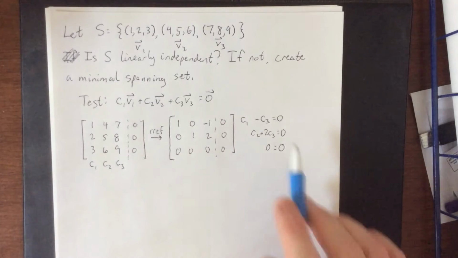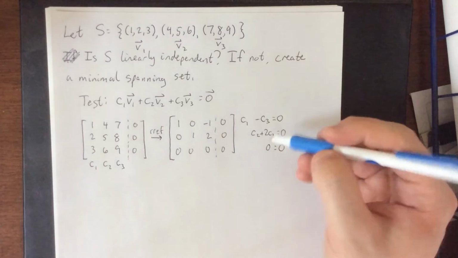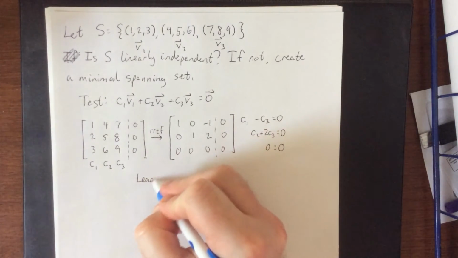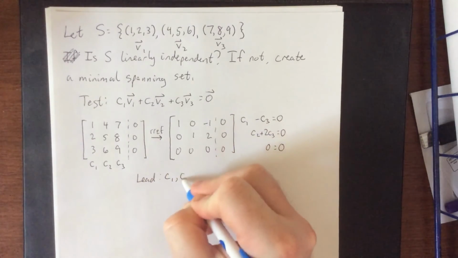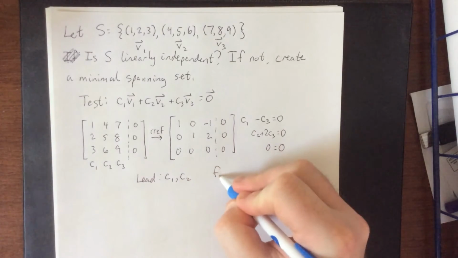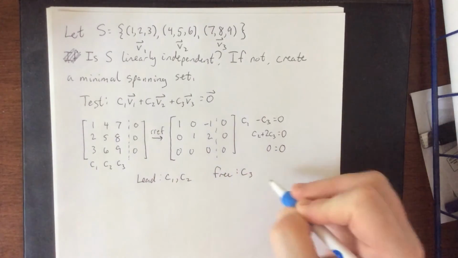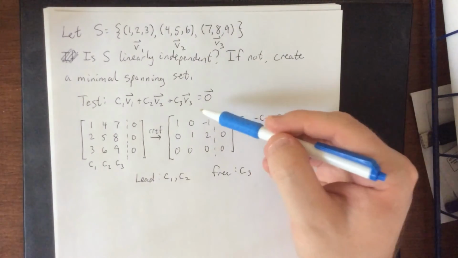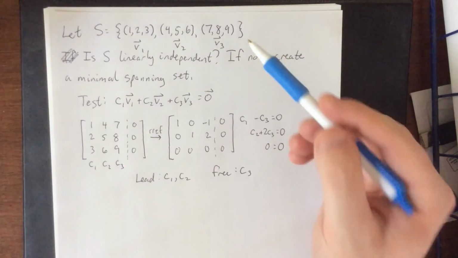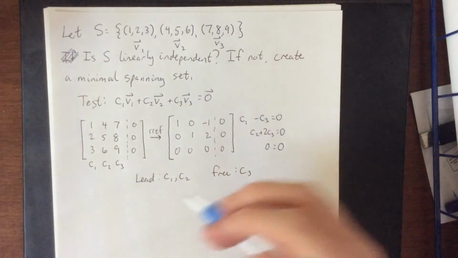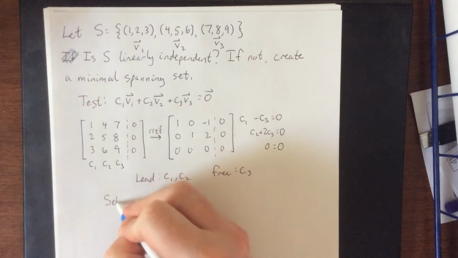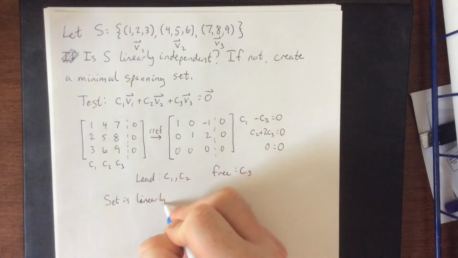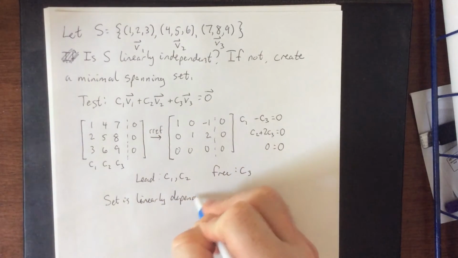Because there is a free variable in the form of C3, and the leading ones are associated with our lead variables while anything else is a free variable, that's how we can tell that this set is linearly dependent.